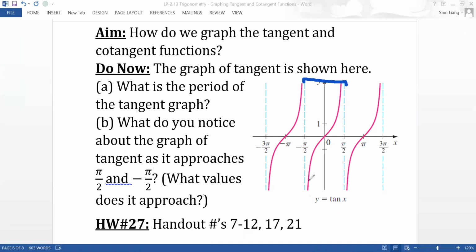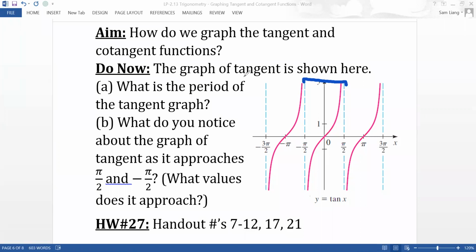To be more specific, it approaches pi over 2 from the left, the left side of the wall, or the asymptote, as we'll see. It approaches positive infinity. As it approaches negative pi over 2 from the right side, it goes to negative infinity. But as you notice, there are other branches of tangent, so it'll go on forever on the x-axis. As it approaches negative pi over 2 from the left, it'll go to positive infinity. So it depends on which side you're seeing it from.